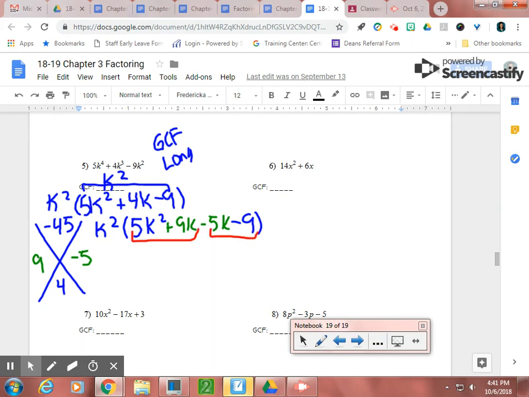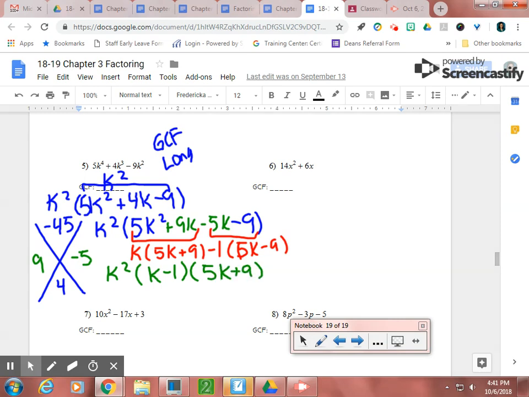Okay, so then I'm looking for greatest common factors here. What divides both of those is k, so I'm left with 5k plus 9. What divides both of these? -1. So I would have 5k minus 9. So my solution to this problem would be k squared, then k minus 1, and then 5k plus 9.